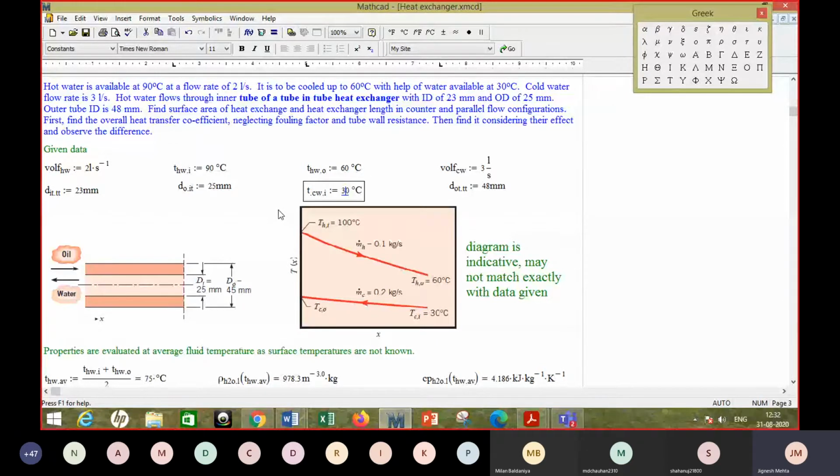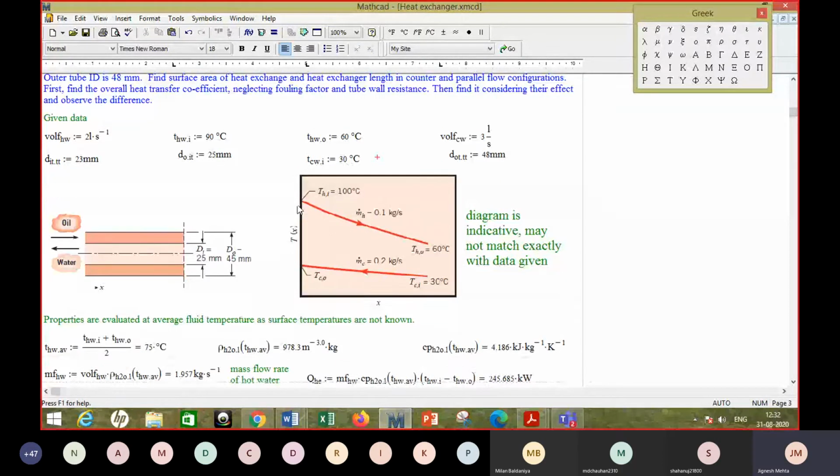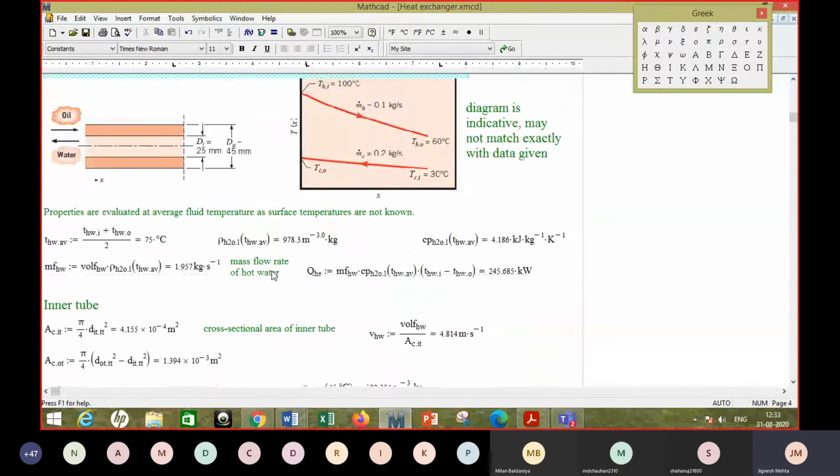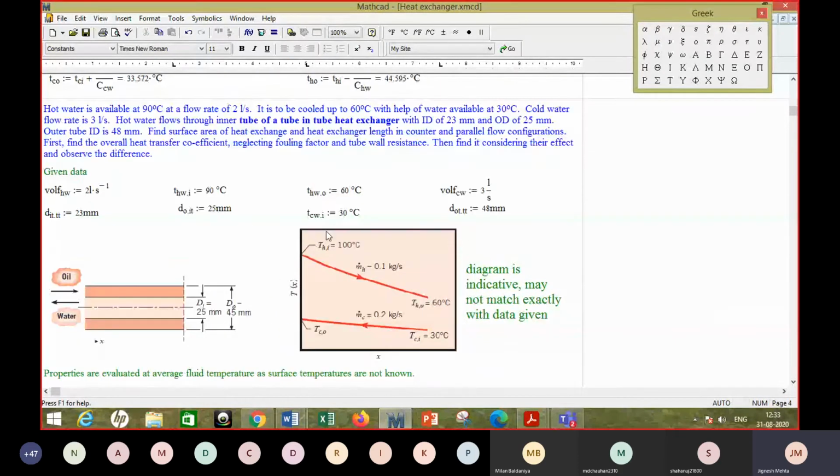So what is R? R is the shell side temperature difference divided by the tube side temperature difference. So the shell side temperature difference is this. Cold water comes out at 49.82. So 49.82 minus 30, divided by the tube side temperature difference, 90 and 60, right? So tell me what is the value of R that you are getting.